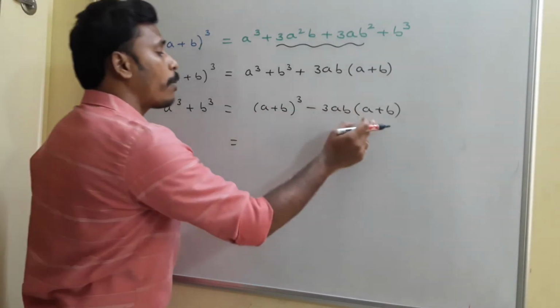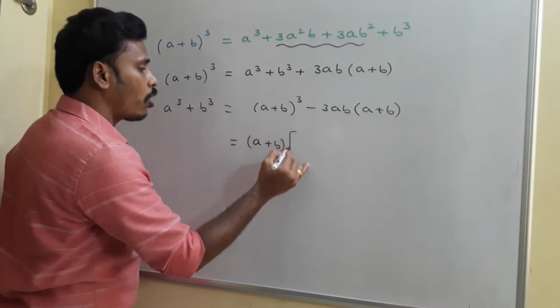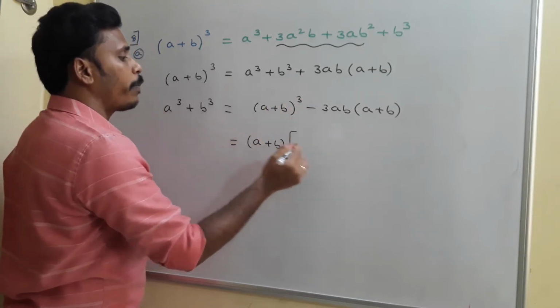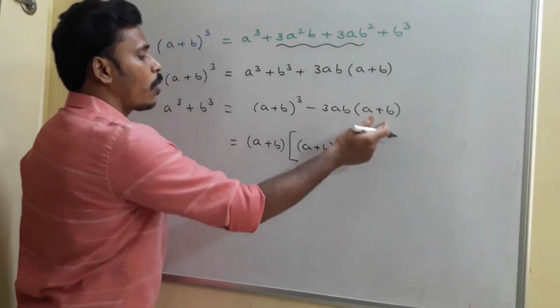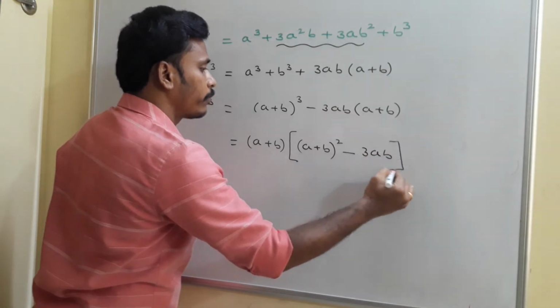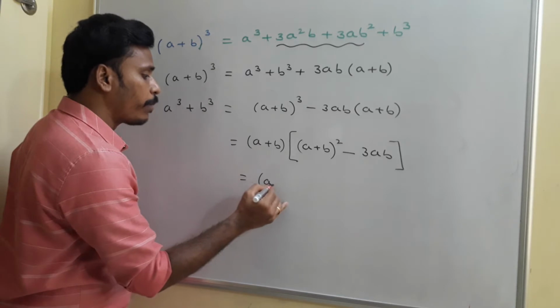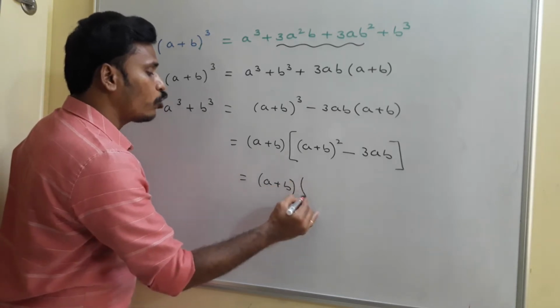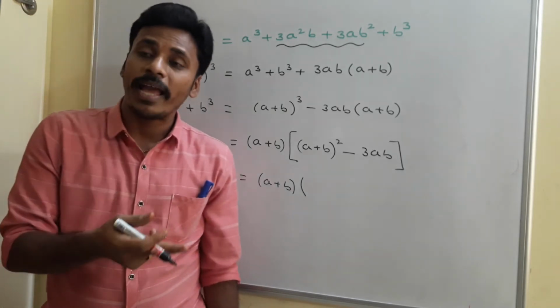Now see, a plus b whole cube minus 3ab of a plus b. So just common out that a plus b from these two terms. A plus b times of a plus b whole cube, one a plus b is out, then it is a plus b whole square. Minus, one a plus b is out, then it is minus 3ab. Is there anything wrong? Nothing. Then this is equal to a plus b times of, you need to think about this bracket expression: a plus b whole square minus 3ab.